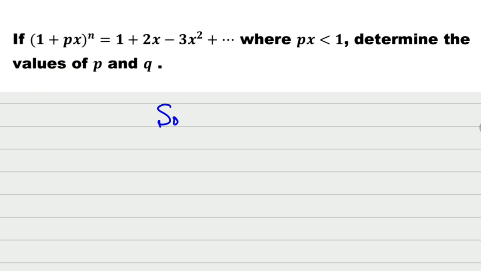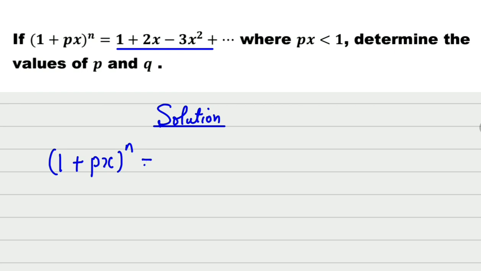Solution. Now, this question says that when you expand (1 + px)^n, you are going to get this. That is the first three terms of the expansion of (1 + px)^n, which is going to give us 1 + 2x - 3x². Now, we are going to expand this. This is what really happens in the expansion.